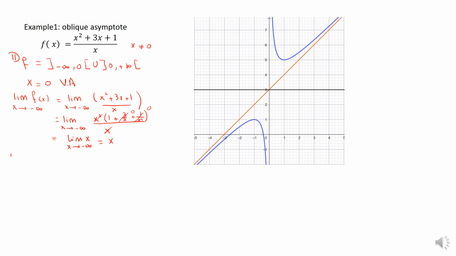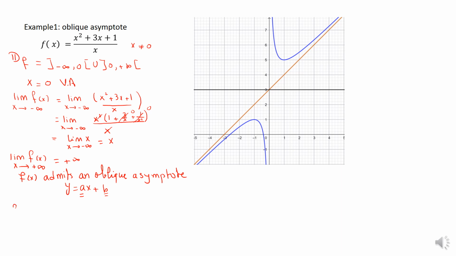Similarly, you find the limit of f of x as x tends to plus infinity. It will be equal to plus infinity, which means that the graph of f of x admits an oblique asymptote. Now, the oblique asymptote is in the form ax plus b. You need to find a and b.